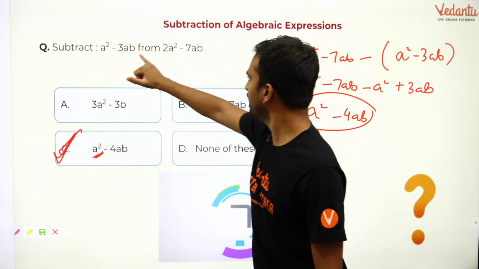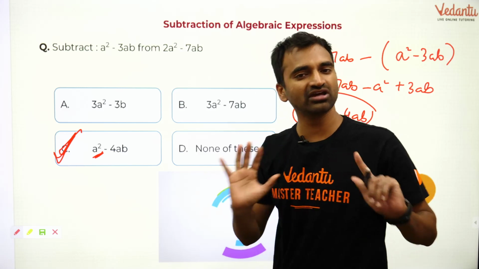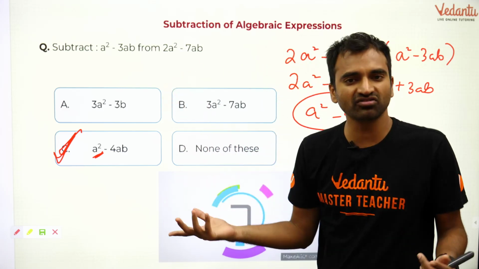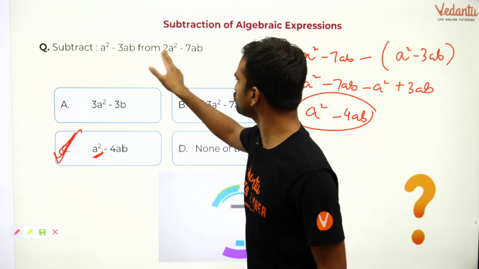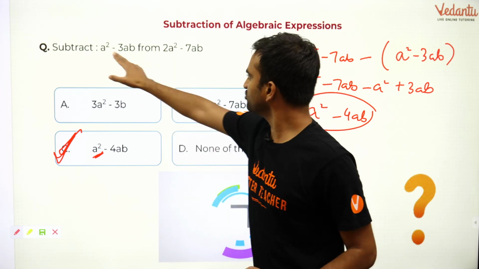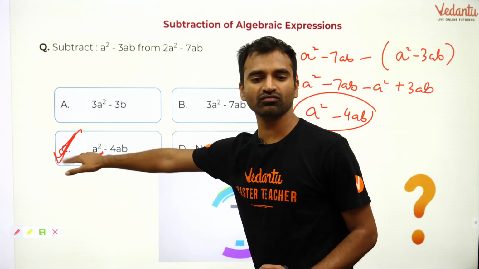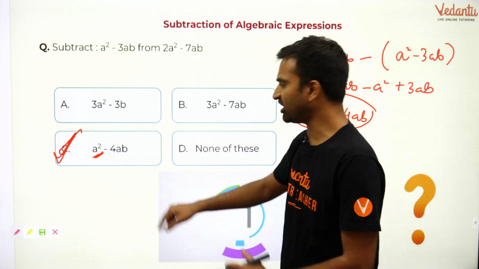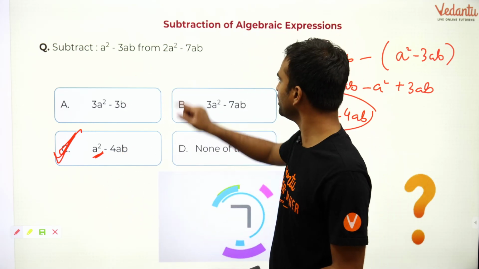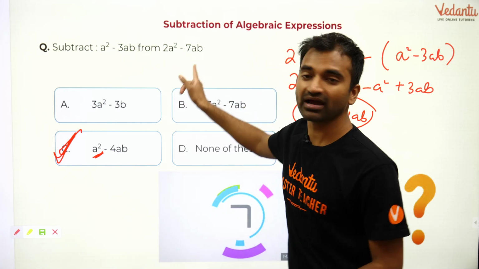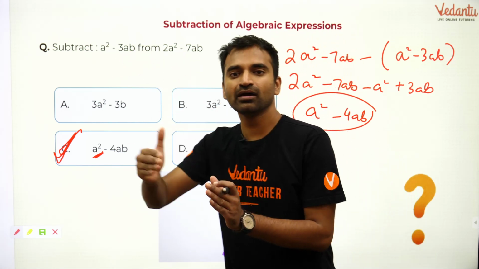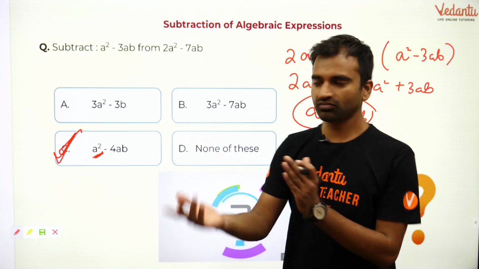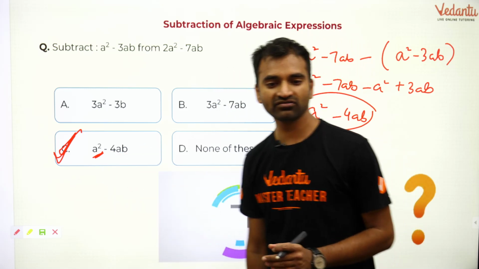Alright, let me do this. Only like terms can be subtracted, unlike terms cannot be subtracted at all. So I have to subtract a square from 2a square. 2a square minus a square will give me a square. There's only one option. This is done. Let me recheck if I get minus 4ab as well. I have to subtract minus 3ab from minus 7ab, so it will be minus 7ab minus 3ab, which will come out to be minus 4ab. Is that fine, everyone?